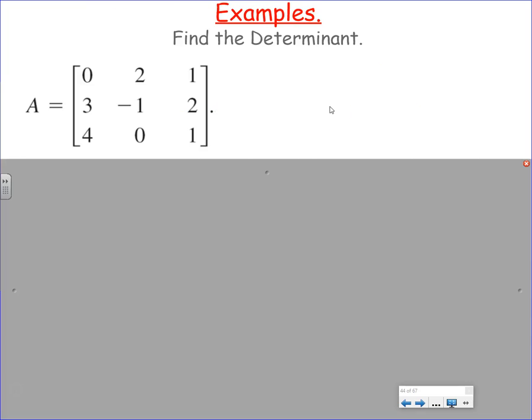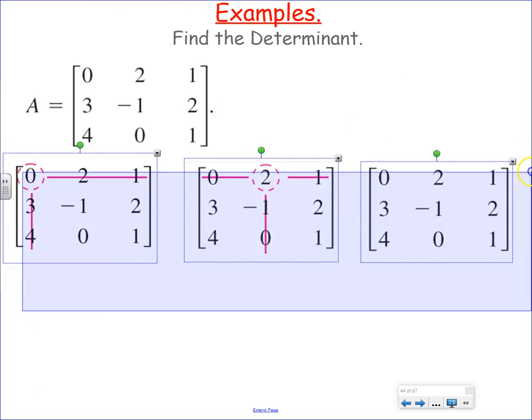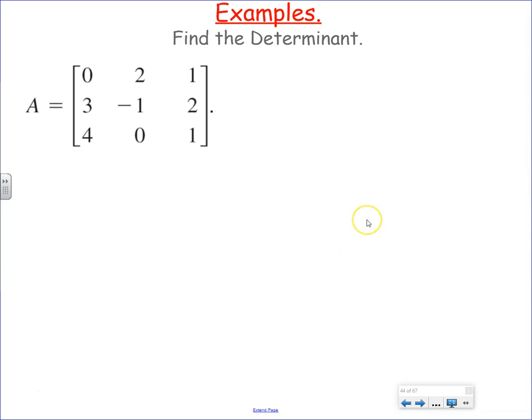So let me go ahead and show you finding a determinant. First of all, I'm actually not going to find it with the formula yet. There is a trick for 3 by 3s. And I think this trick will be a good lead-in for how the formula works. There is a trick, but only for 3 by 3s.